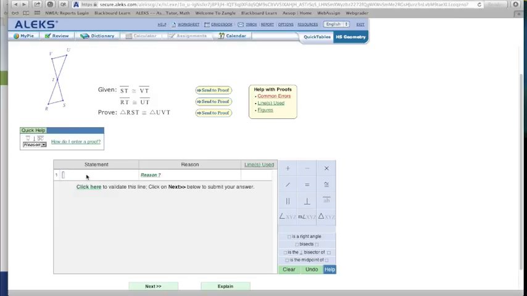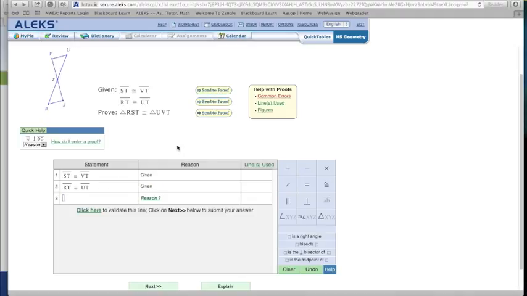So the first thing to do in any proof is to insert the given information. So I'm going to go ahead and send that to the proof. And so the given information says ST is congruent to VT, and RT is congruent to UT. And so we have the sides that are on either side of these angles here that act as vertical angles.